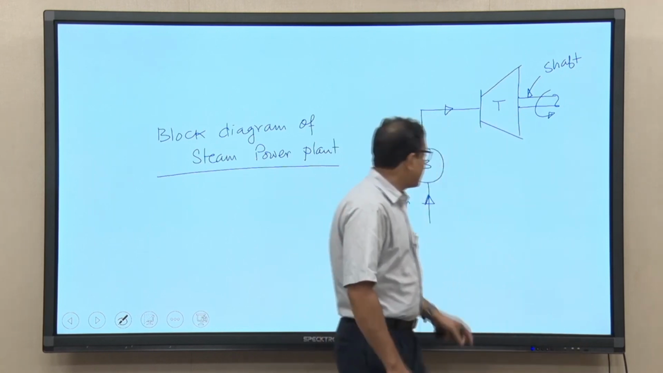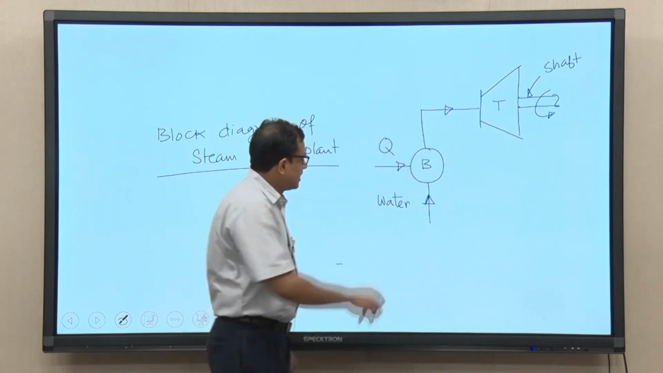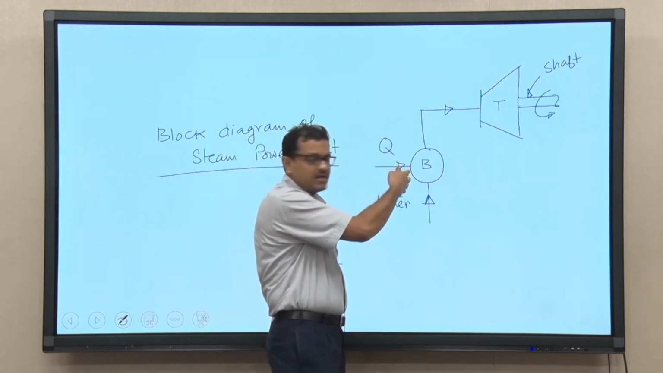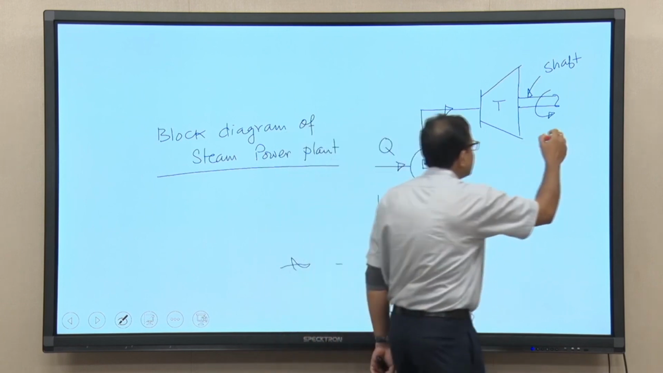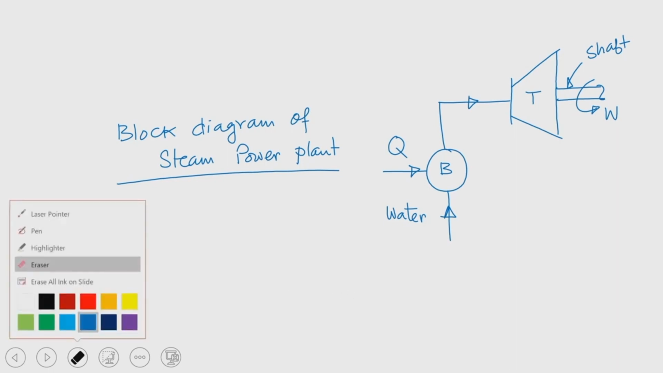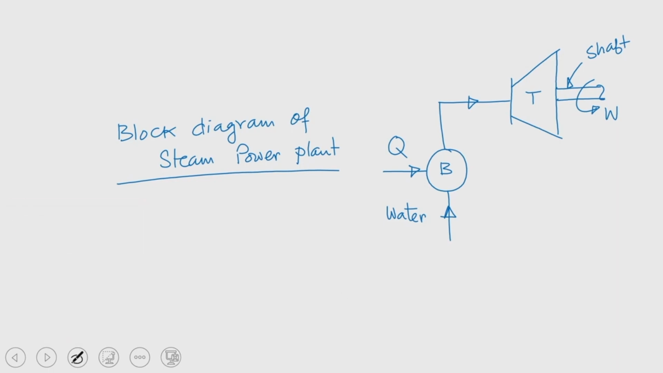Basically, in this system we are supplying energy by heat, and we are getting work output from the turbine. That is energy out from the system in the form of work. I did not complete the circuit, but I would like to discuss an important issue.